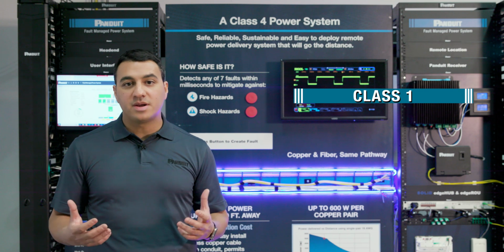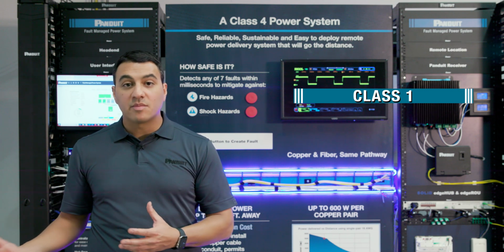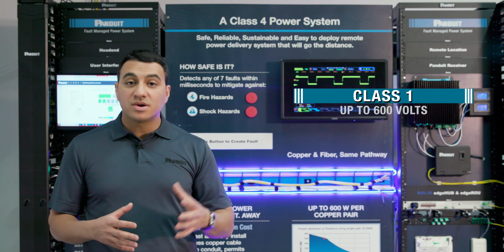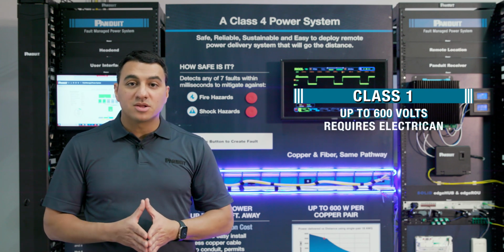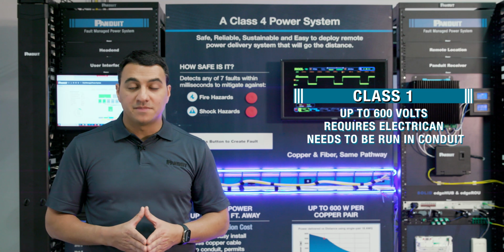Class 1, we're all familiar with. That's basically what's running in our buildings today. It can go up to 600 volts. It's great because you can push a lot of power, but it does require an electrician and it does need to be running in conduit.